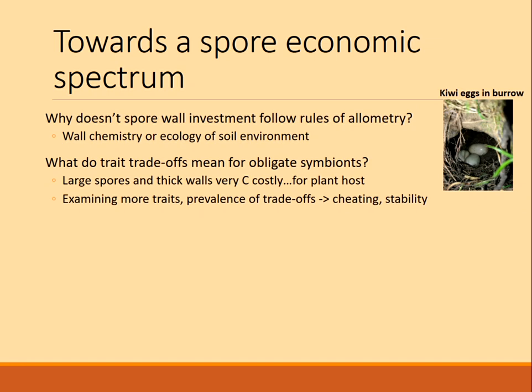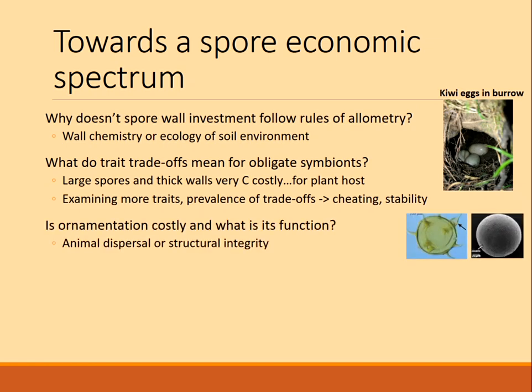We've been having a lot of fun thinking about what these trade-offs might mean specifically for an obligate symbiont. Large spores are costly, thick walls are costly, but who is it costly for? Is it costly for the plant host? What does it mean for resource trade between the fungus and the plant? And we're excited to begin examining more traits and looking for the prevalence of other trade-offs and what it might mean for stability in the symbiosis or potentially cheating.